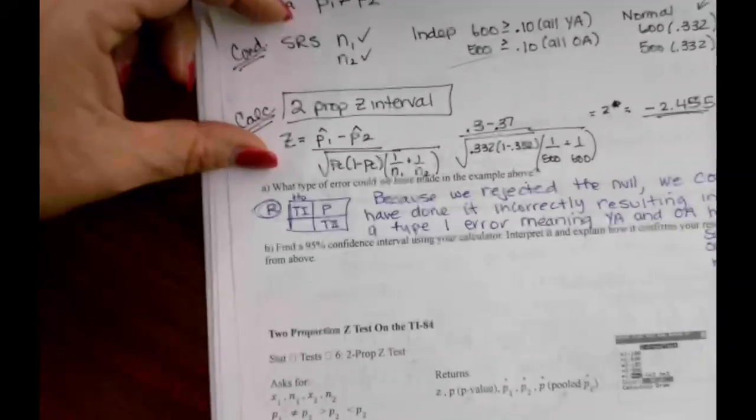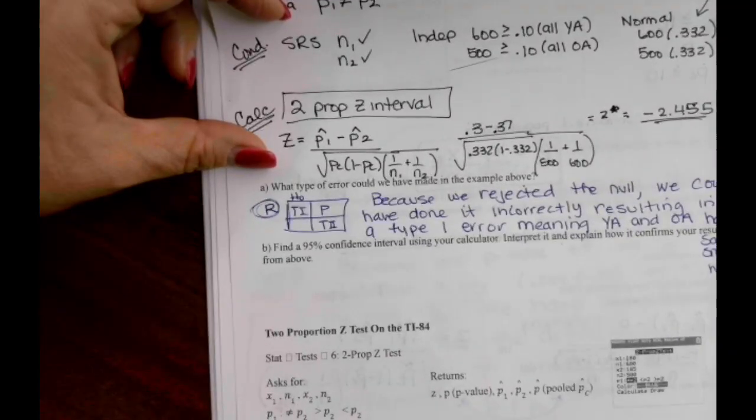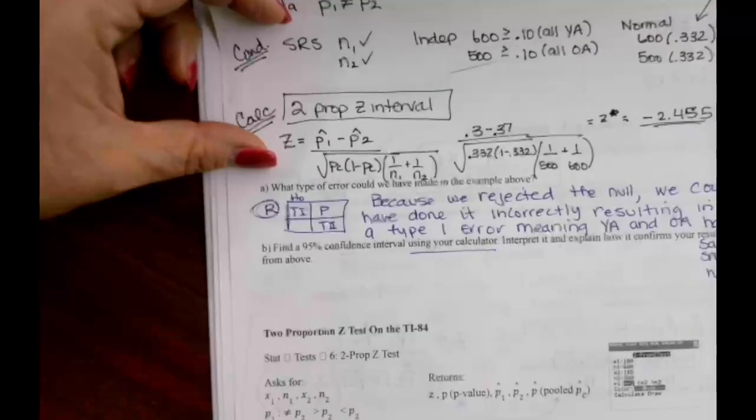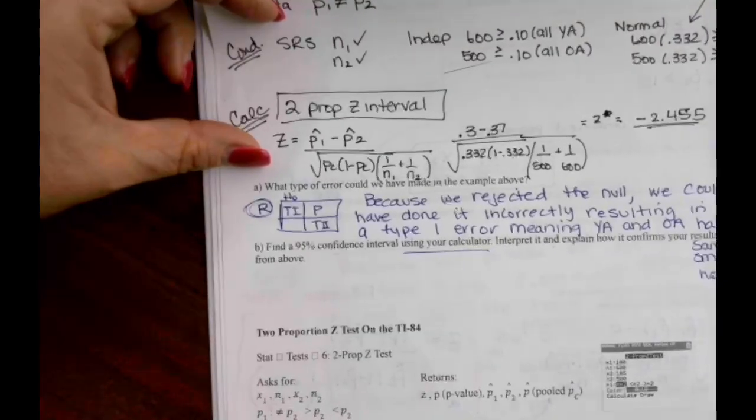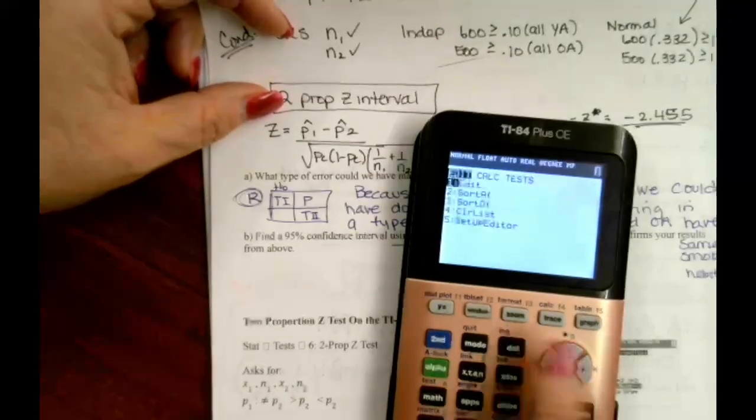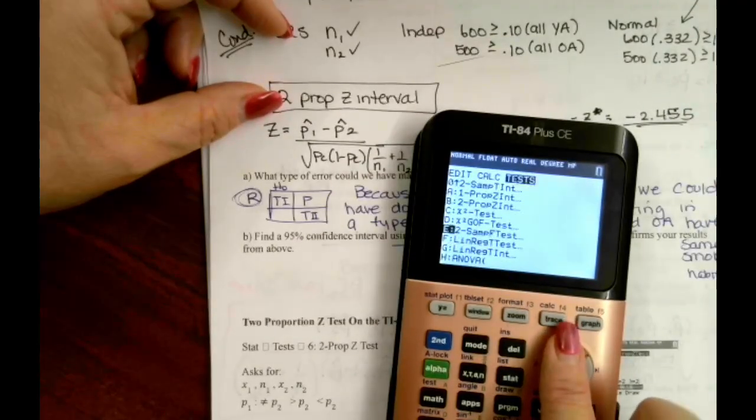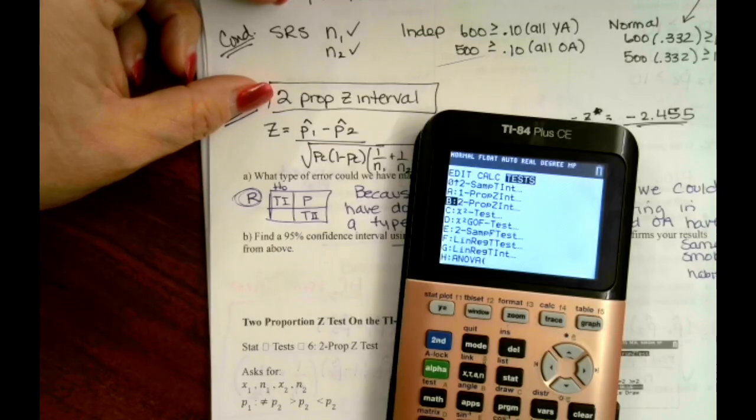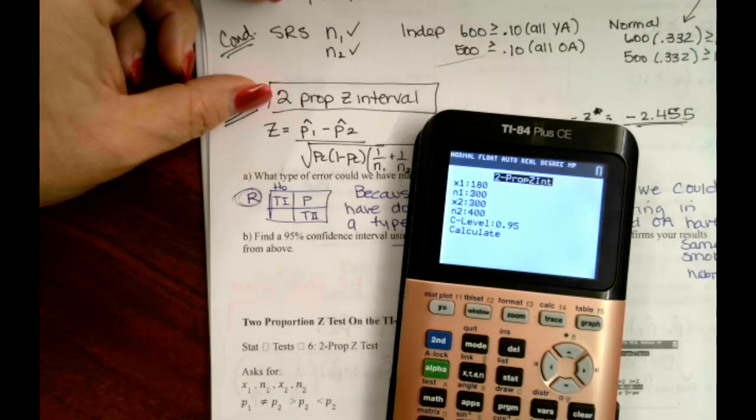Okay. All right, last one. Find a 95% confidence interval using your calculator, interpret it, and explain how this means. So this is what we did in the other lesson. So I'm just going to plug this right into my calculator. So stat, test, 2 proportion z interval. This is what I have. And I know my sample 1 is 180 over 600 and 185 over 600.